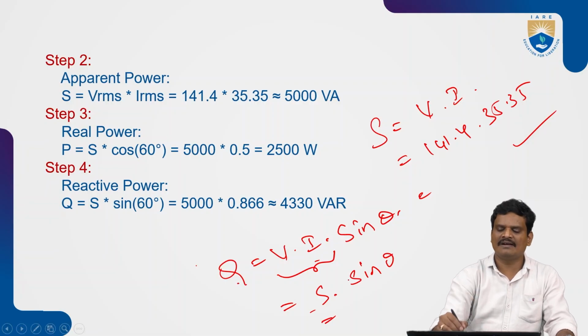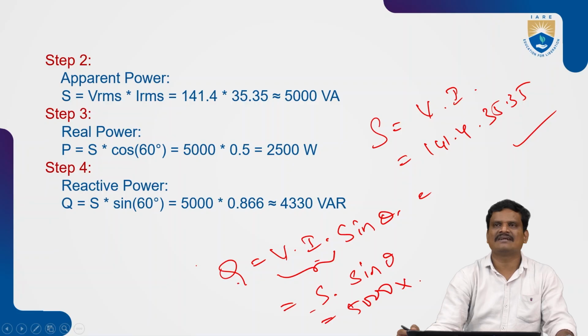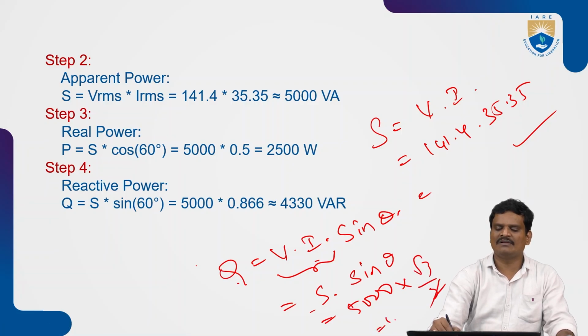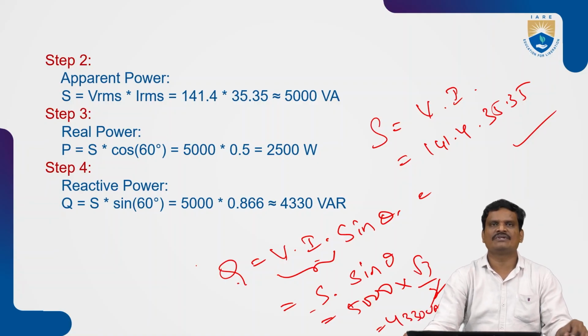The value of S is already mentioned, 5000. And the value of sin theta, sin 60. Sin 60 is given as root 3 by 2. So this particular value can be considered as 4330 VAR. So the first question has been completed.